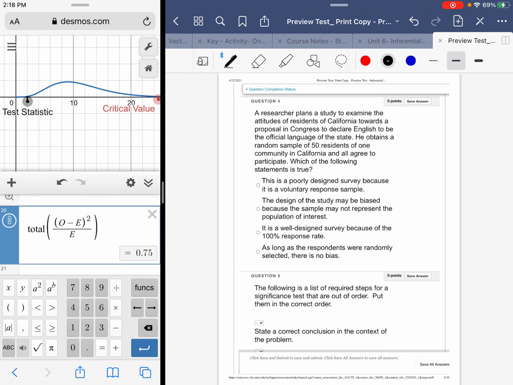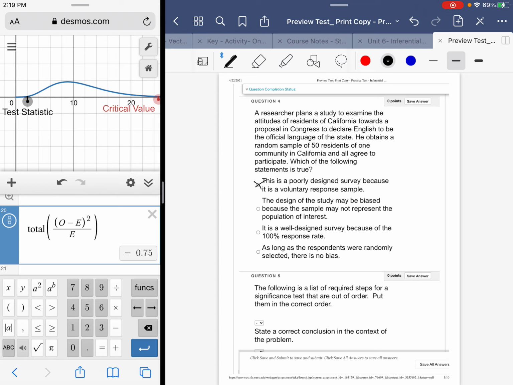Well, he obtains a random sample of 50 residents. They didn't say anything about them volunteering. They agreed to participate, but everybody's got to agree to participate if they're asked to be part of a study of some kind. So just because you agreed to participate doesn't mean that you volunteered to participate. You know, it's the difference between being asked and asking yourself. All right, so that's not the case.